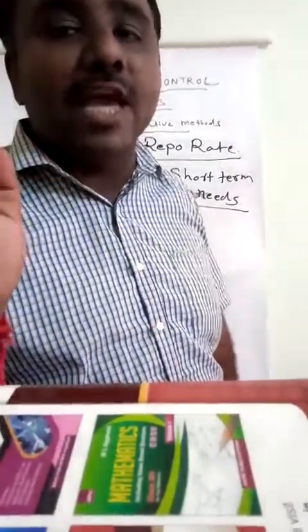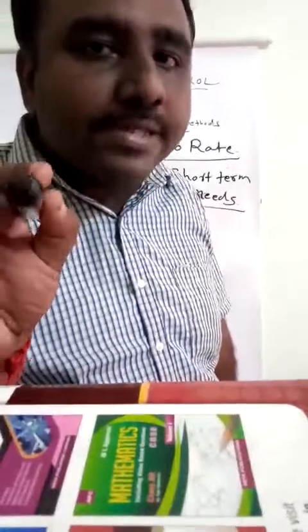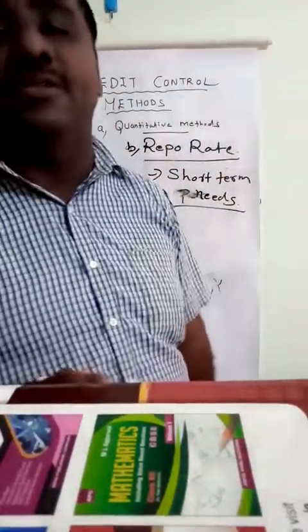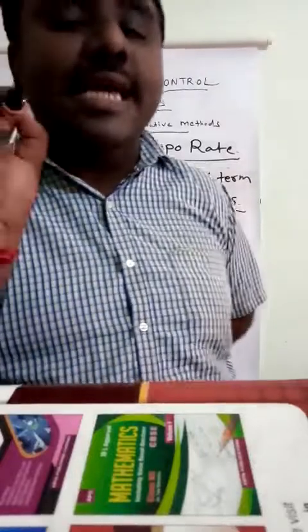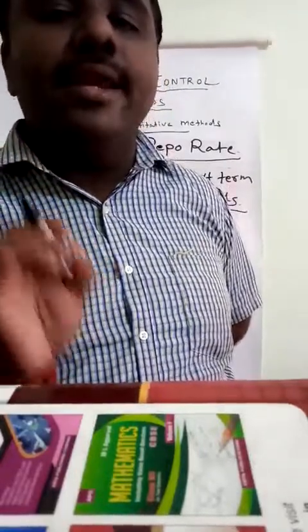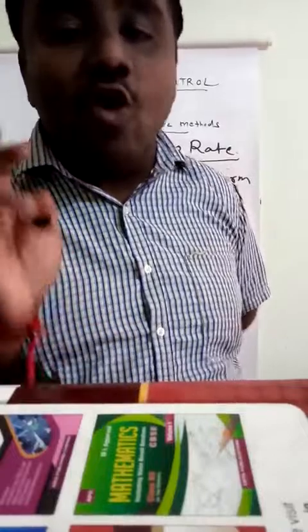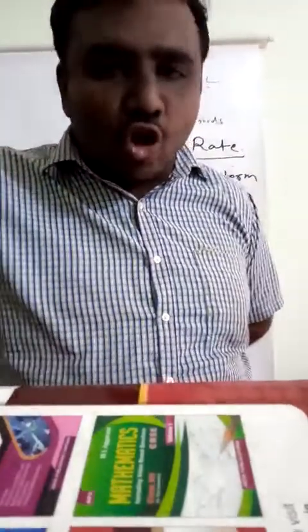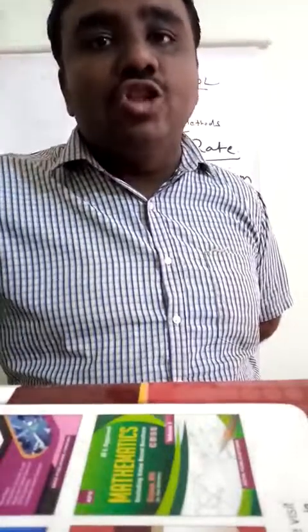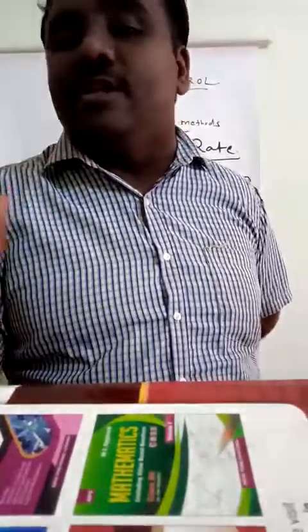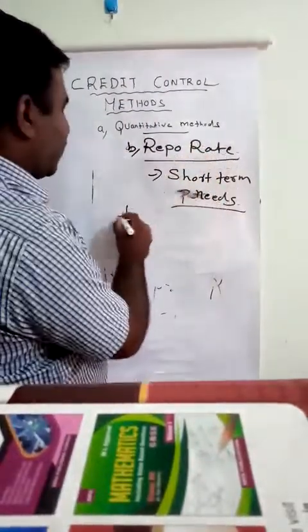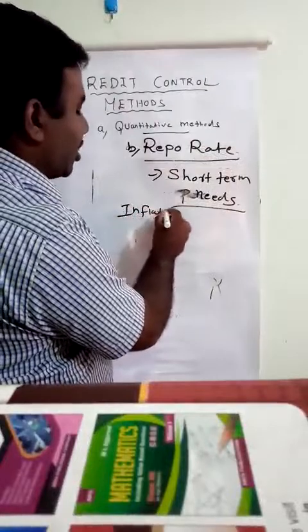In the bank rate we have studied that it is for long-term purposes, but the repo rate is only for short-term needs. The definition is the same: it is the rate at which the central bank lends money to the commercial bank for short-term needs. Bank rate is for long-term needs, repo rate is for short-term needs. So this is the difference, long term and short term. The same explanation applies here also: what will happen at the time of inflation, and what will happen at the time of deflation.